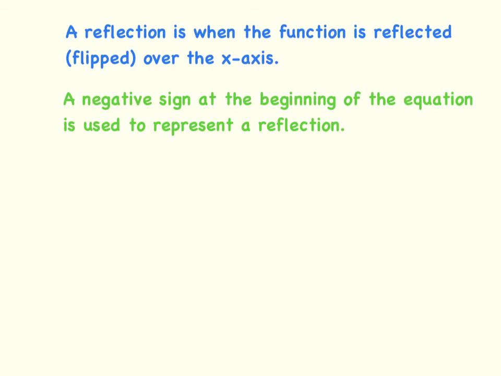Now we have already seen what this looks like as an equation. Remember I showed you we could say -2x squared. So not only does this show a vertical stretch, but because of the negative sign, it shows that it's reflected over the x-axis. Let's do another one. We could say -4 times radical x. This also shows that the graph will be narrower, but because of the negative sign, it will also be flipped or reflected over the x-axis.